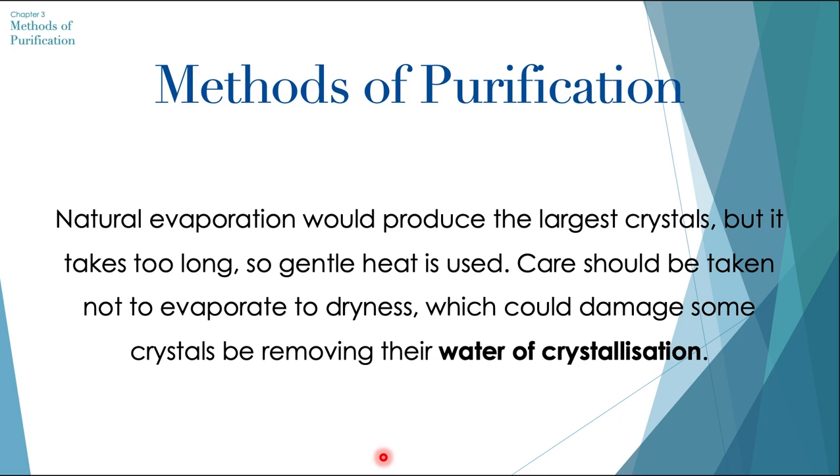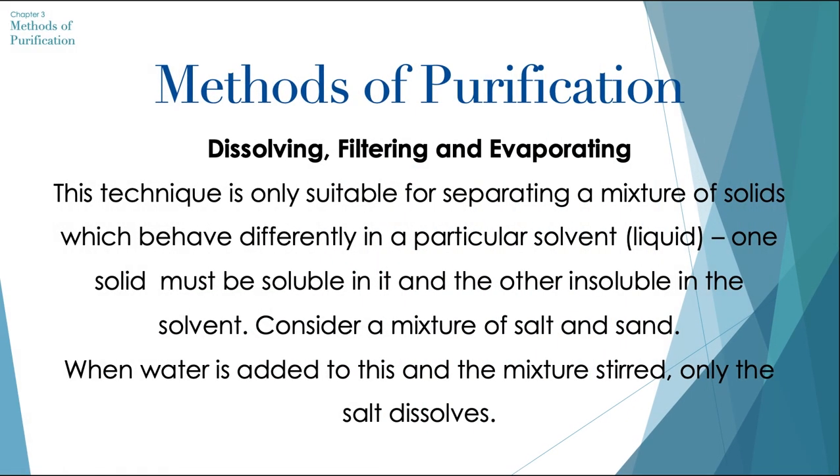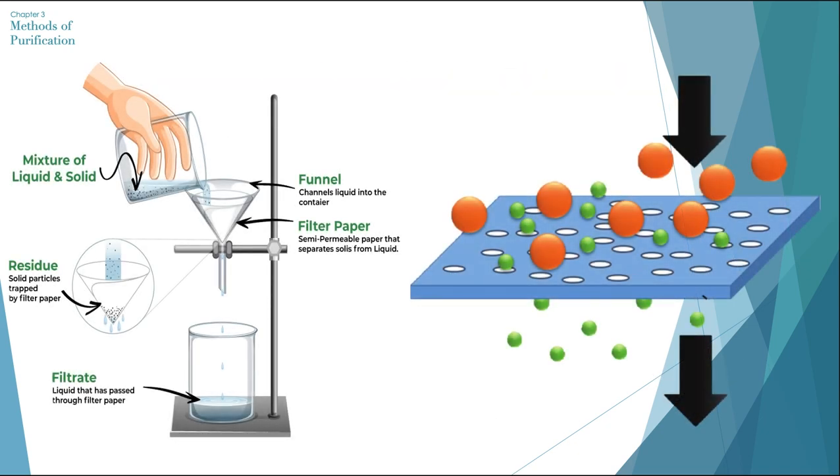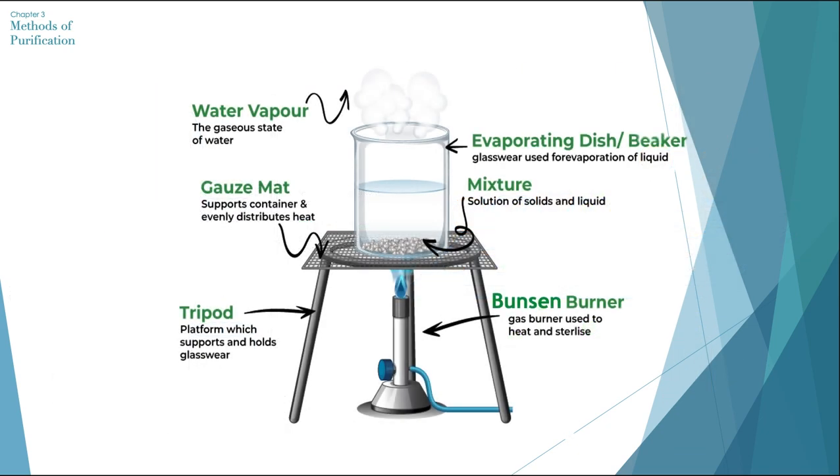So if we have sand and salt, and one of these substances is soluble in water and the other is not, we use the dissolving, filtering, and evaporating method. We dissolve the mixture in water. One solid is going to get absorbed in this water, but the other would not be absorbed. So we would use this method to separate the two solids, sand and salt. Suitable apparatus for carrying out this technique is this.